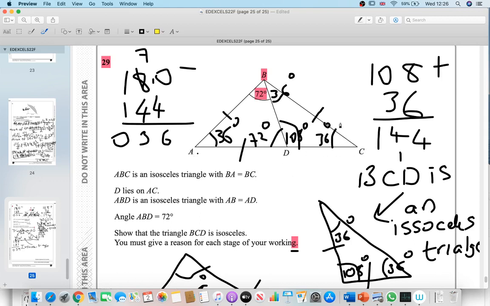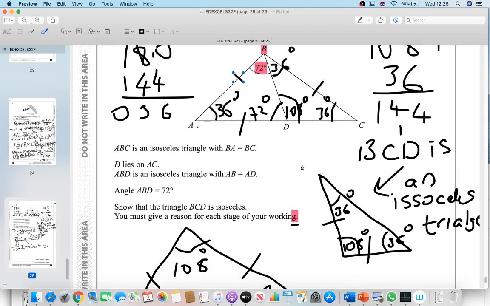So first of all, guys, BA equals BC, so these two angles have to be the same. That's step 1. Then we're told that AB equals AD, so this angle equals this angle here. That's going to be 72, because that angle is 72. These two are going to be the same because it's an isosceles triangle. Angles in a triangle add up to 180, so that's going to be 36 there, guys.